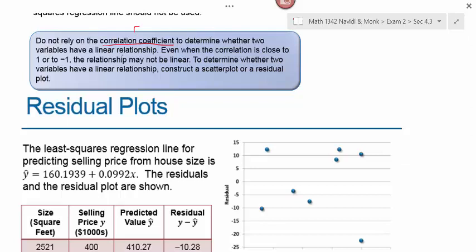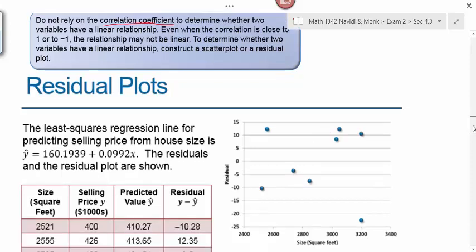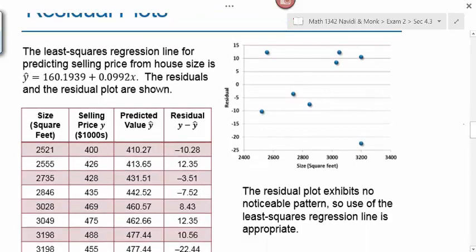If you have a bunch of outliers, you don't want to use the calculated value of r, even though your calculator will give you one. If you see a curve in your data values whenever you do your scatter plot, you don't want to use r. But now on the residual plot, we're looking for there to intentionally not be a pattern.